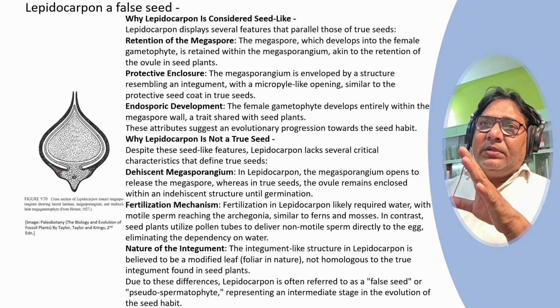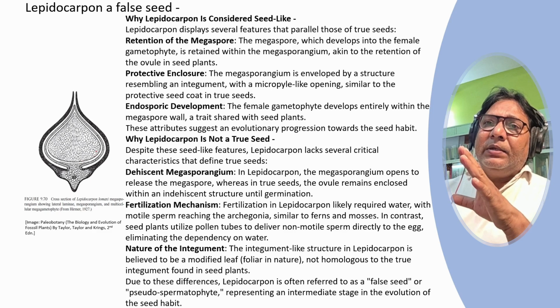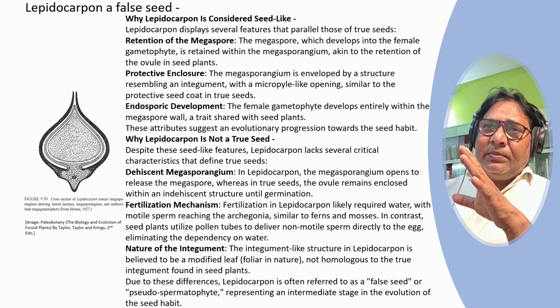This is the fossil in which you can see this structure was thought to be integument. This is the integumented structure. It looks like that. There is a vascular trace here. This is the female gametophyte, surrounded by another covering. What was that covering? You can consider that this is the megasporangium, within which the megaspore was there, which has developed endosporically, forming the female gametophyte inside.